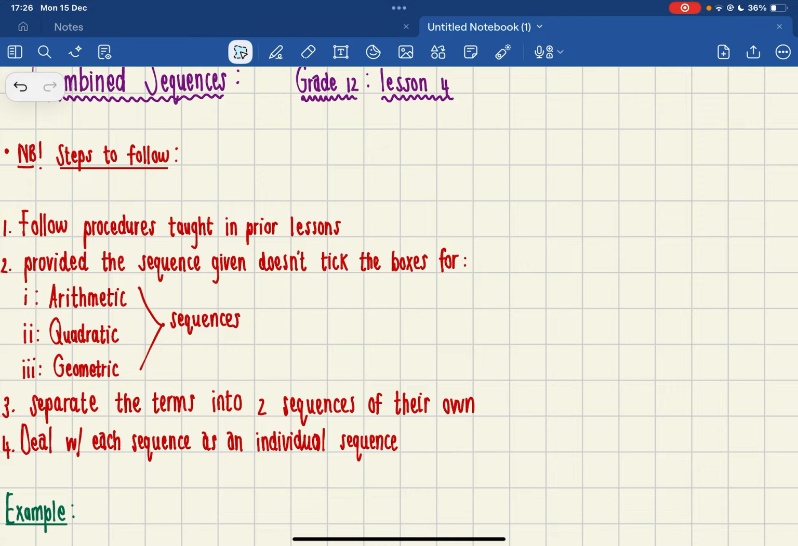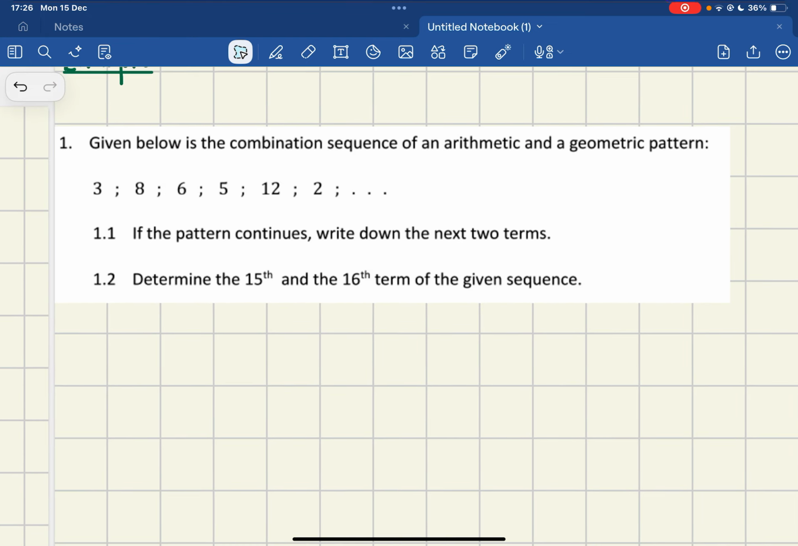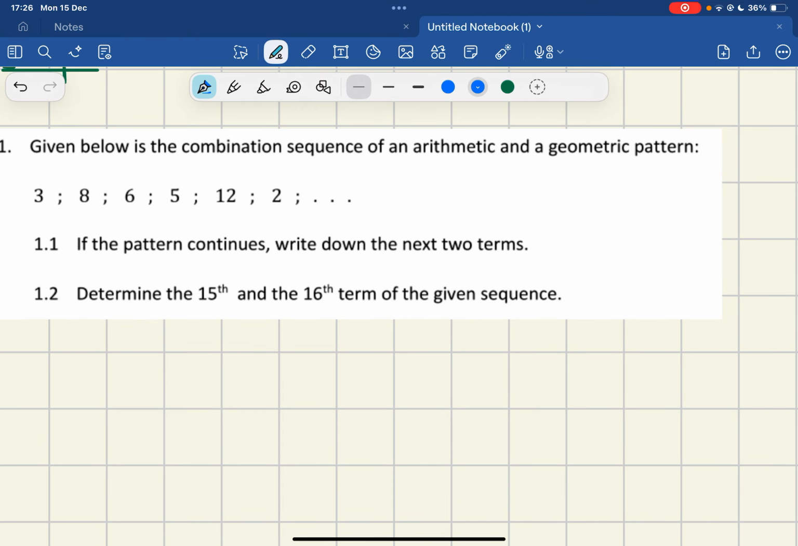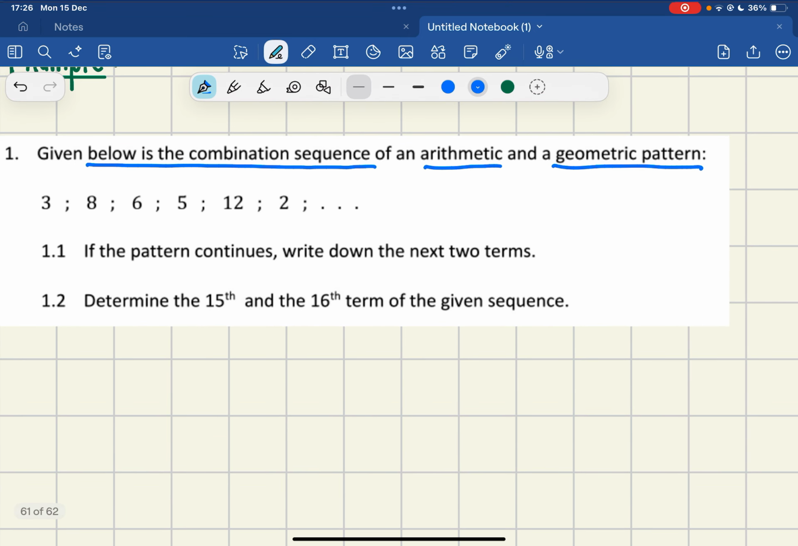Now, I am going to do a few examples here so that we can see what we mean. In the first example, it is written that given below is a combination of sequences of an arithmetic and a geometric pattern. They're being very kind, boys and girls. Usually, they just throw it in your face without letting you know that it's a combination, and you would have to figure out that it is actually a combination.